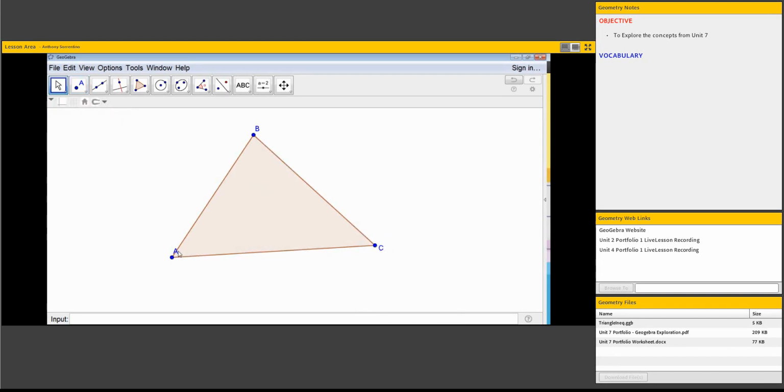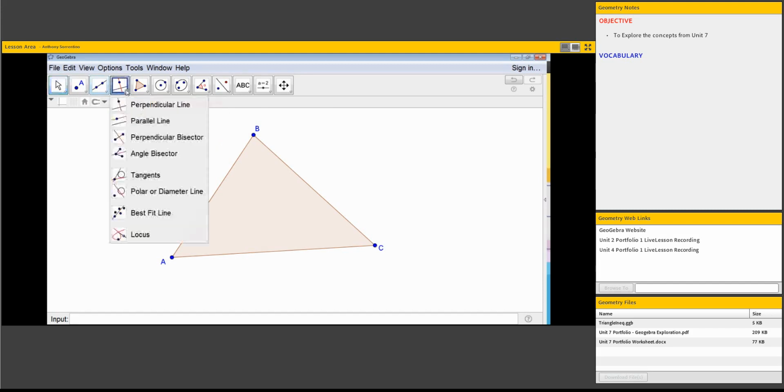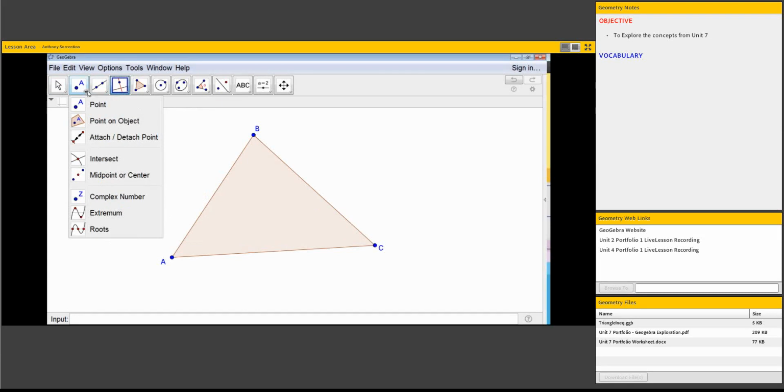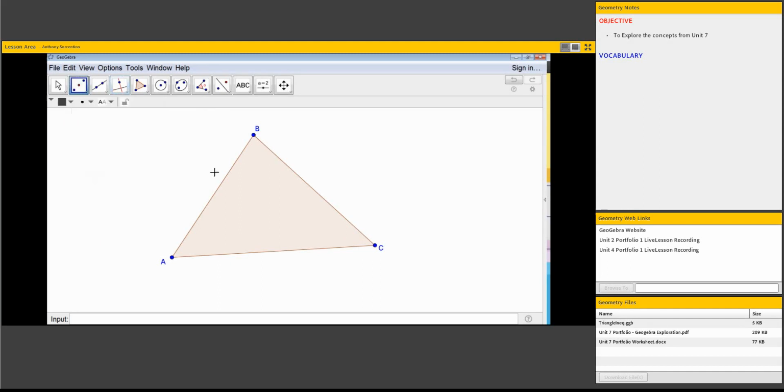Okay, so, all right. We want to construct the midpoints of BC and AC using the midpoint or center tool. So what I want to do is come over to here, and actually it's in this one here. Which one is it? Yeah, midpoint or center under the points menu here. And I want to choose midpoint or center. And the easiest way to do that is I just want to touch the line AB here, and I'm going to click on it, and it's going to give me the midpoint. And I'm going to do the same thing for BC and give it its midpoint.